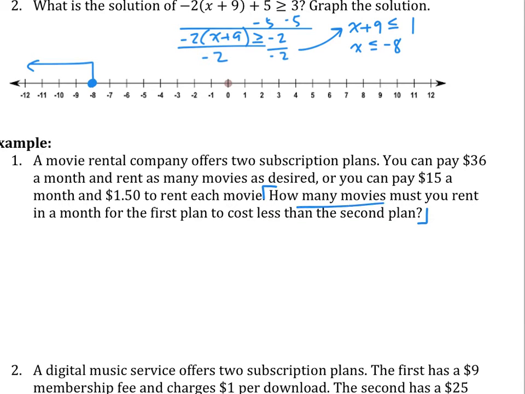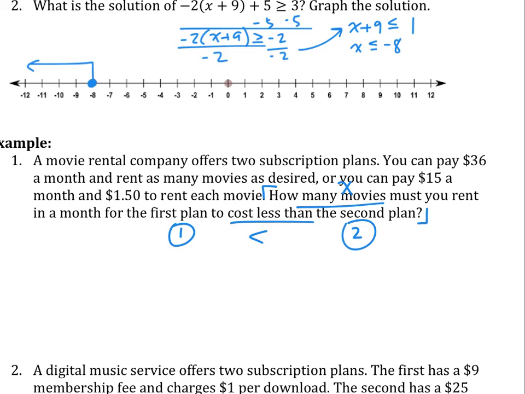Okay, how many movies? How many movies is what we're trying to solve, so we can call that X. Movies X. Must you rent in a month for the what? What does this question want? It wants the first plan to cost less than the second plan. So they want us to find X so that the first plan costs less than the second plan. So now we have a plan. We just need to figure out what the first plan is and what the second plan is. So let's go to the information part.